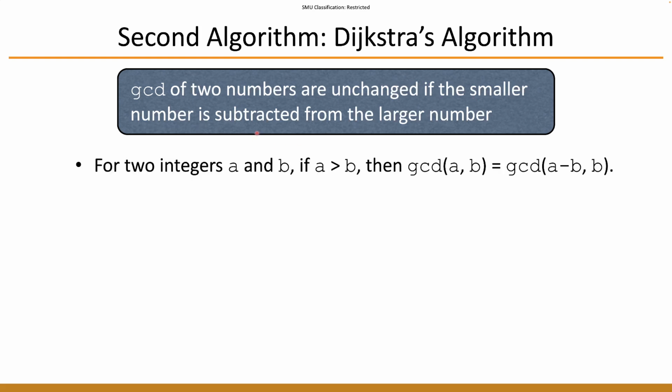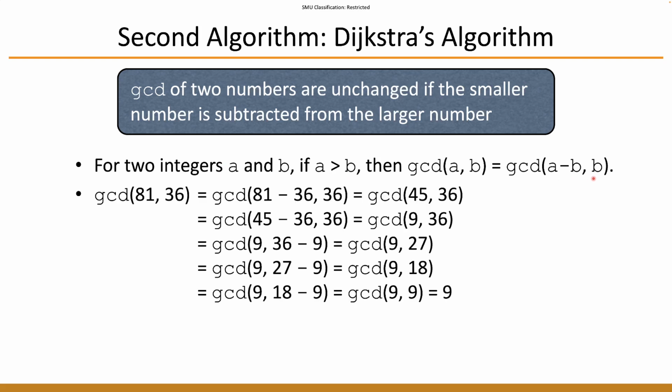So as an example, if you have A and B, let's say A is greater than B, then the greatest common divisor of A and B will be the same as the case where you subtract B away from A and then the B itself. If you put it in numerical terms, right? So again, we repeat the case of 81 and 36. You see that the GCD of these two numbers will be the same as 81 minus 36 and 36, right? So you get 45.